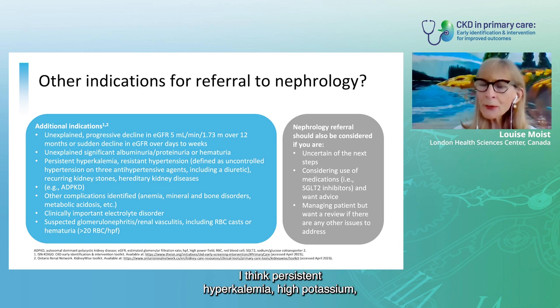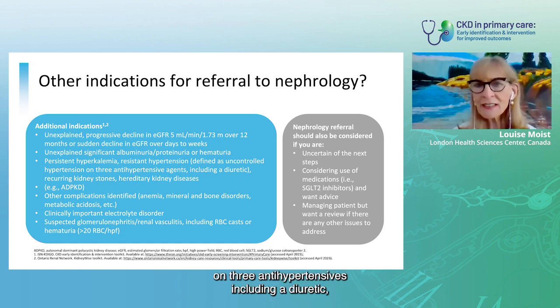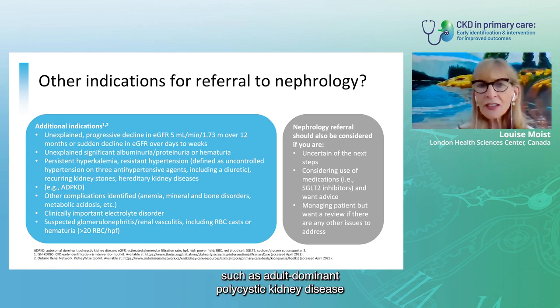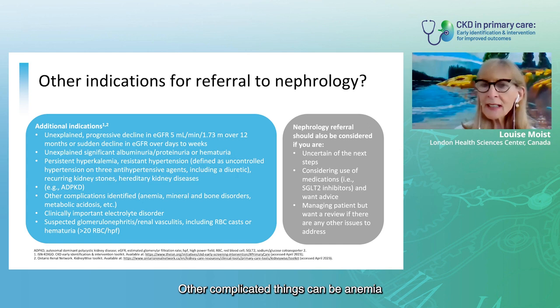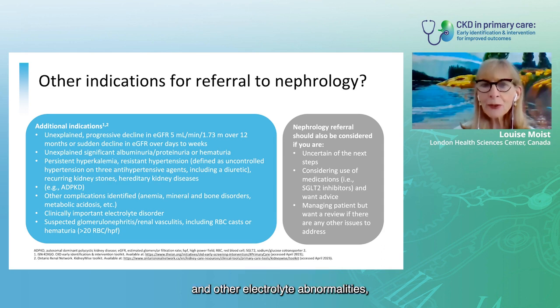I think persistent hyperkalemia, high potassium, resistant hypertension, defined as uncontrolled hypertension on 3 antihypertensives, including a diuretic, recurring kidney stones, which is quite a prevalent problem, and hereditary kidney disease, such as autosomal dominant polycystic kidney disease, are all indications for referral. Other complicated things can be anemia that you think might be related to the kidneys, mineral bone disorders, hyperparathyroidism, whether primary or secondary, metabolic acidosis, and other electrolyte abnormalities, including low and high sodium.